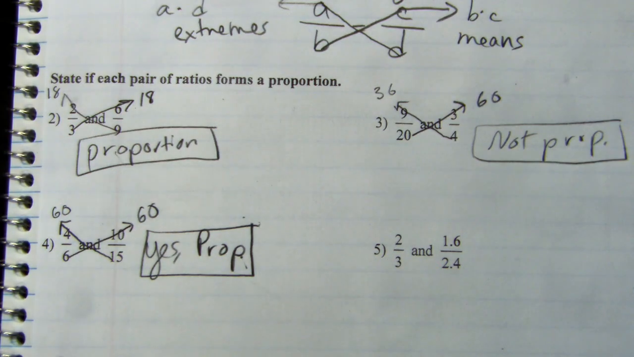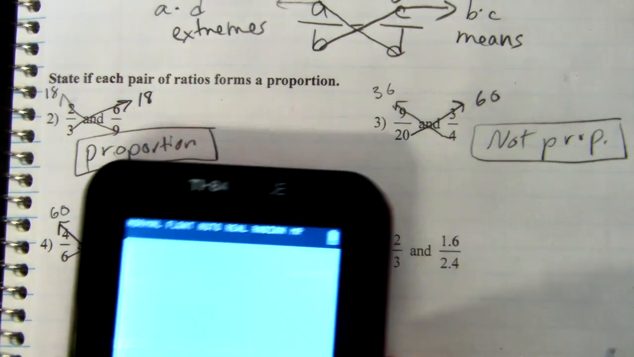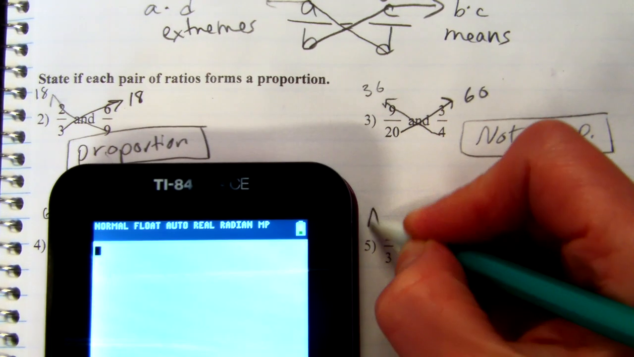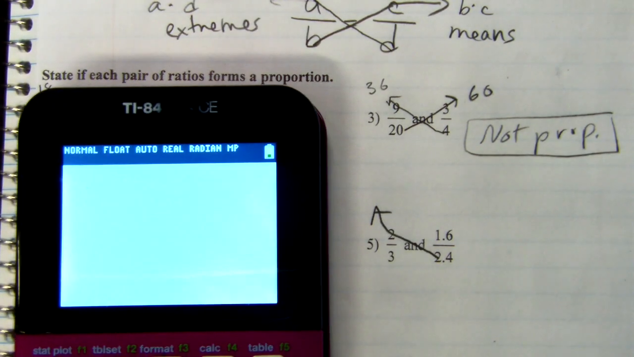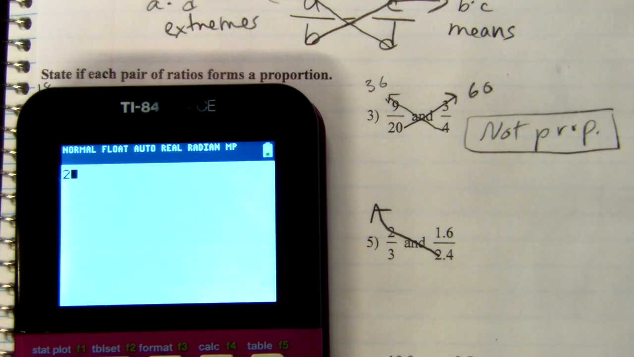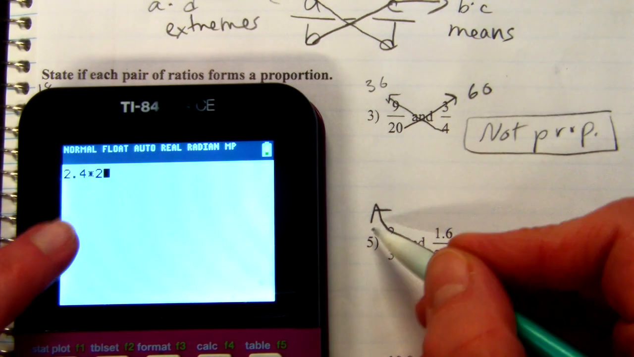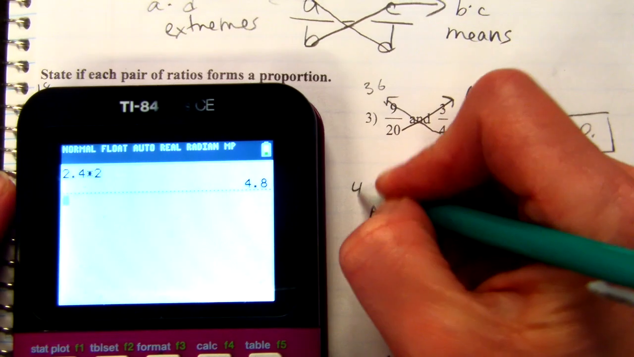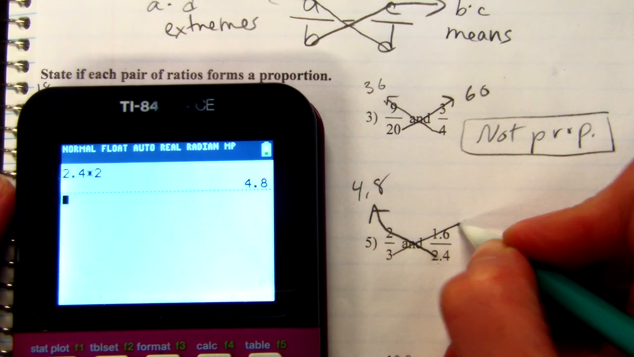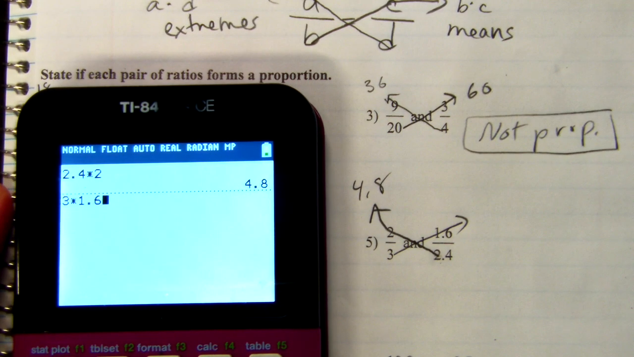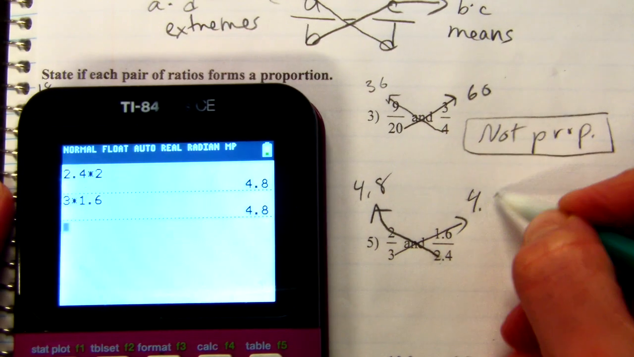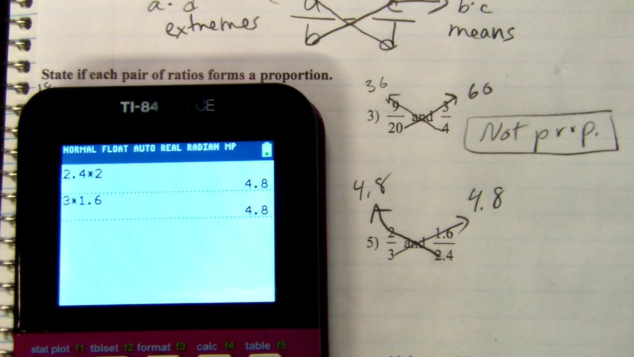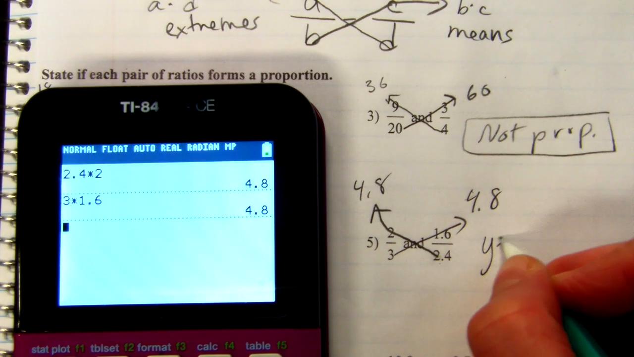Okay, now we're going to start getting into some decimals. And here's where your calculator might come in handy. So we're not going to take time on this lesson to multiply these by hand. I know you know how to do it, but to save time, we're going to use our tool. So I'm going to take 2.4 times 2. That one actually isn't that hard, 4.8. And then I'm going to take 3 times 1.6. And guess what? That's also 4.8. So that one's not as easy to spot, but that one is proportional.